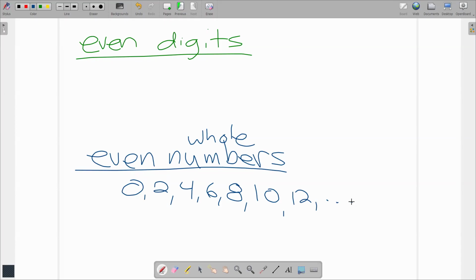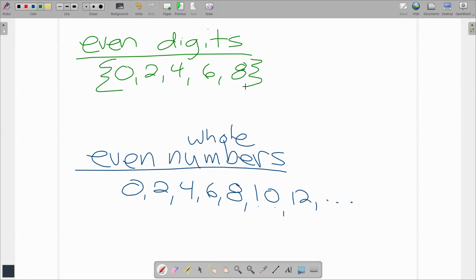Digits. A digit is a single character. 10 is made up of 2 digits. It is not a single digit. So the even digits are 0, 2, 4, 6, and 8. That's it. How many even digits are there? There are 5 of them.